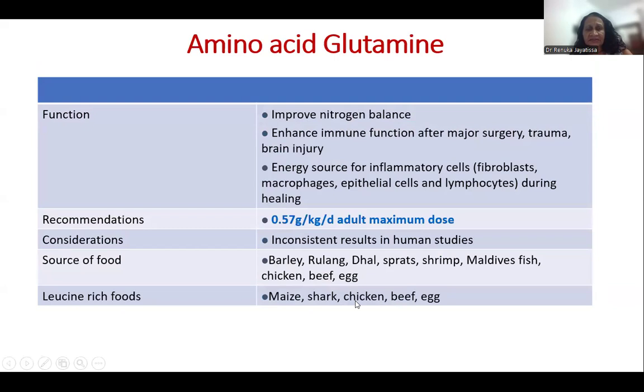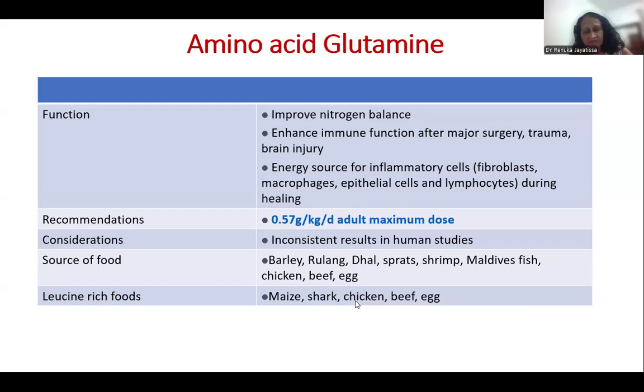This other one is glutamine. I addressed this one earlier. It is a conditionally essential amino acid. Glutamine is important sometimes in wound healing, especially after major surgery, trauma and brain injury, to enhance immune functions, and it will improve the nitrogen balance. At the same time, it acts as an energy source for the inflammatory cells during healing.